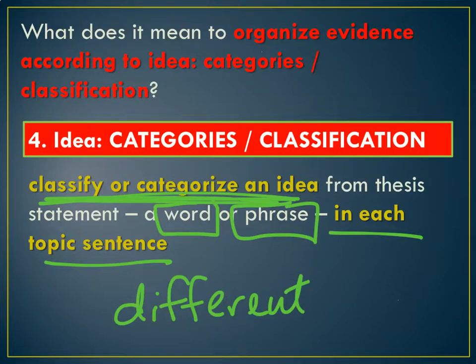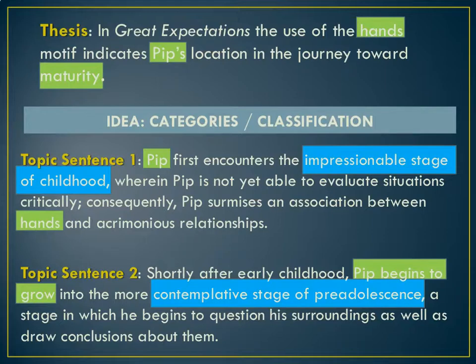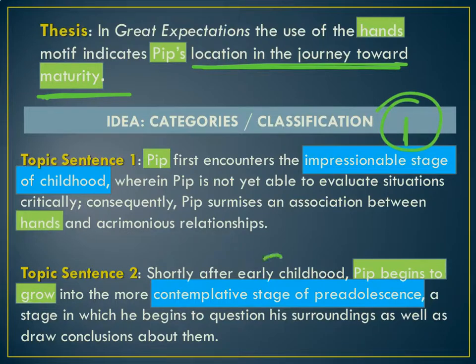So really now, instead of defining an idea from a thesis statement, you're going to try to categorize or classify it. So these topic sentences are organized according to categories, classification, and specifically what the writer is trying to do is categorize or classify this idea, location in the journey toward maturity. And so the first category is this blue language here, impressionable stage of childhood, and then the second category is the contemplative stage of pre-adolescence. And so he or she has named these very distinct classifications or categories of this journey toward maturity.